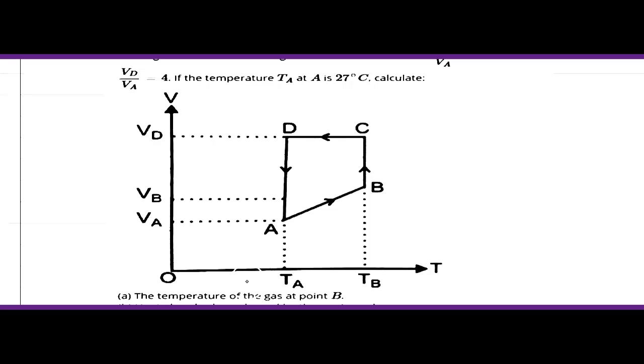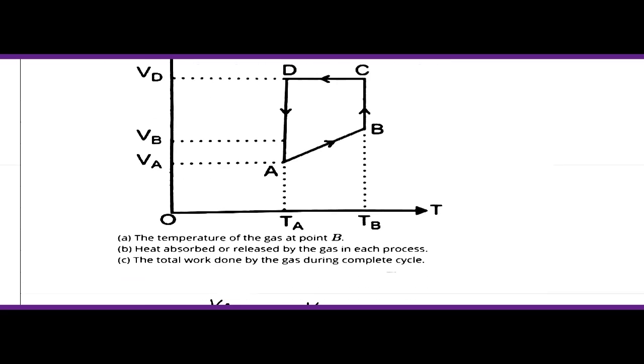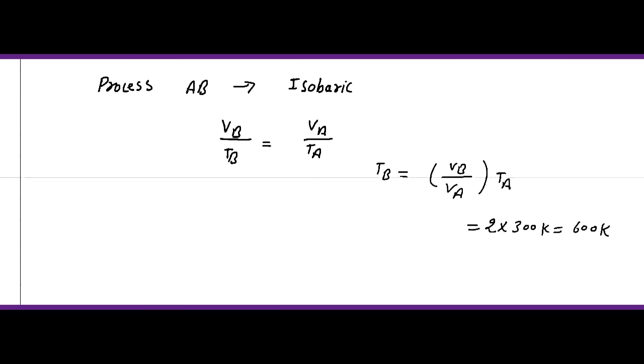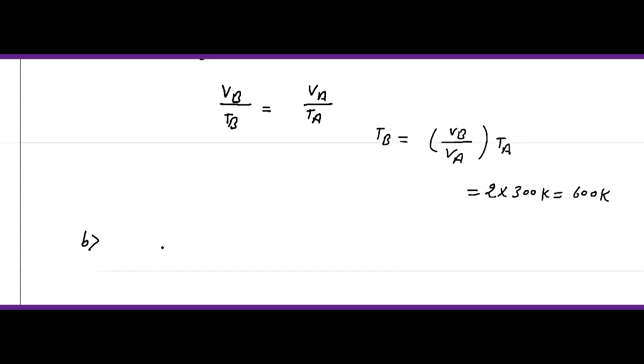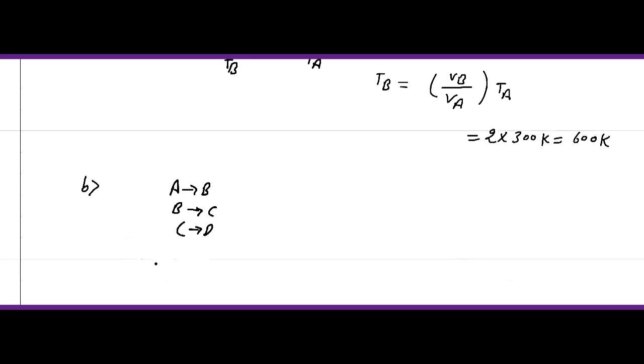Now we complete the process. Next is the heat released and absorbed. This is the complete cycle: A to B, B to C, C to D, D to A. We have to find the heat absorbed and released. So we take A to B, B to C, C to D, and D to A. Here A to B is the isobaric process.